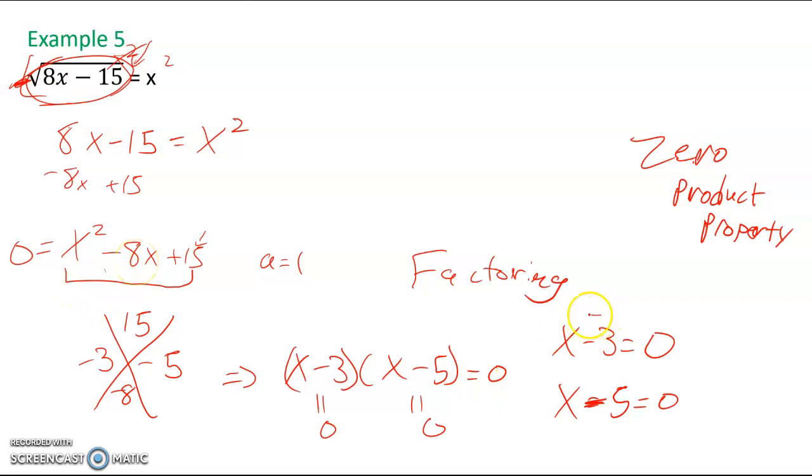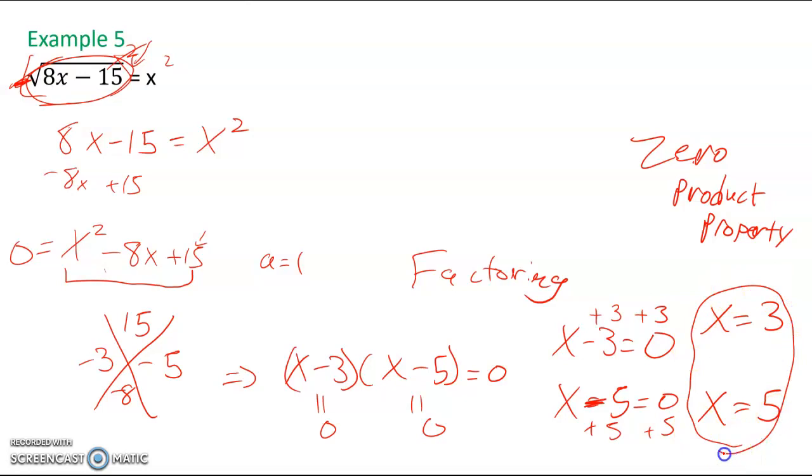So from there, we're going to go ahead and solve. So we're going to add 3 on both sides, add the 5 on both sides. And instead of getting one answer, we're going to get 2. We're going to get x equals 3 and x equals 5. And just as we did with our last examples, we need to check not just this answer, but both our answers to see if any of them are extraneous. So let's go ahead and do that.